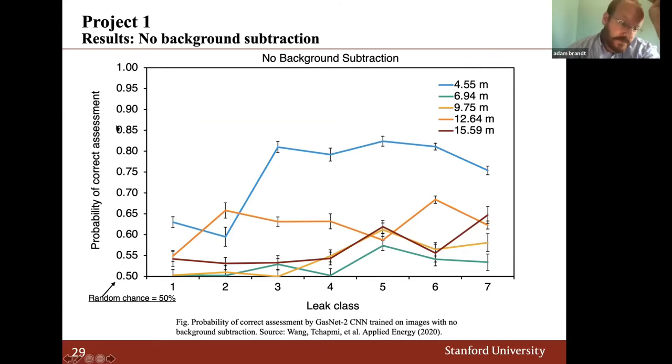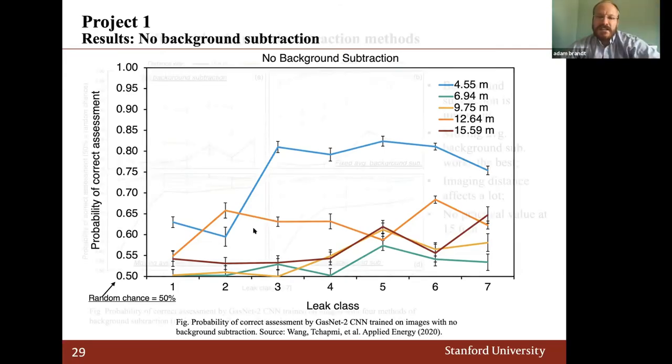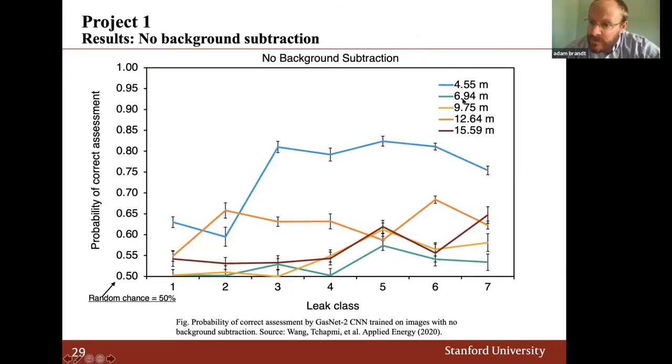Okay. So here's our probability of correct assessment. If it's just guessing at random, it's going to be right 50% of the time. Yes, I saw a leak. No, I didn't see a leak. Yes, I saw a leak. No, I didn't see a leak, right? So this is the blind man's approach to leak detection: 50% of the time is a leak, 50% of the time is not. Okay, so at very close, 4 meters, that's blue here, and at very big leak sizes, it actually can see something, interestingly.